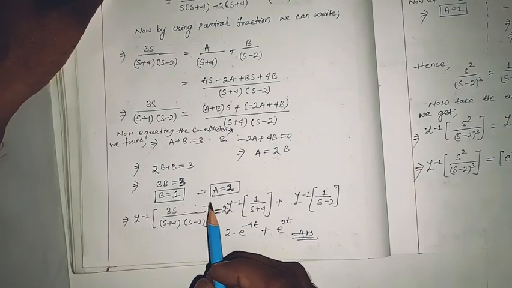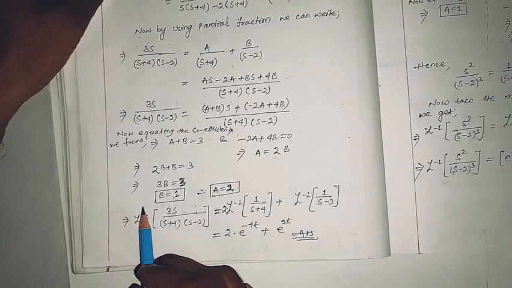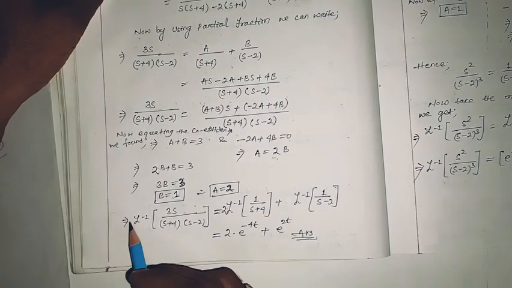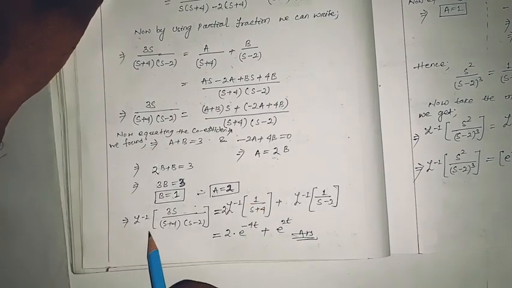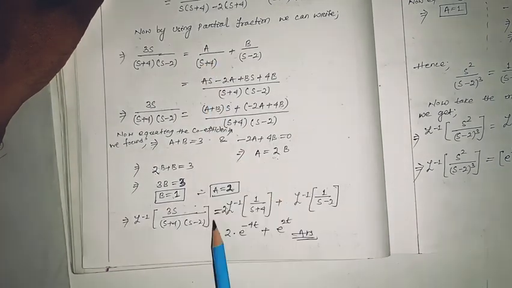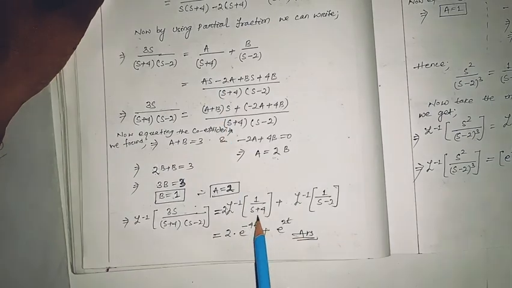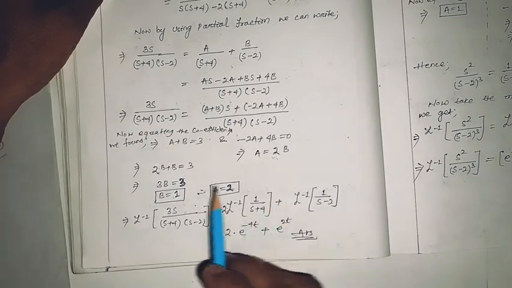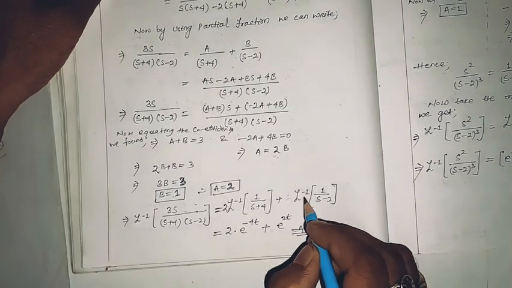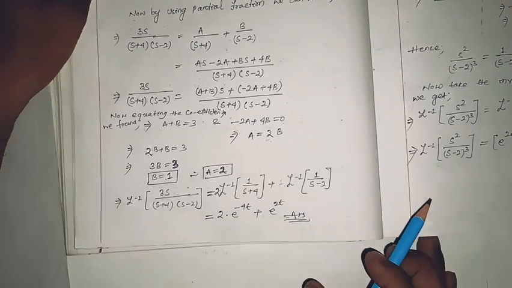Substitute the a and b values, and take the inverse Laplace transform. So the inverse Laplace transform of the LHS is equal to, here instead of a we put 2, into the inverse Laplace transform of 1 by s plus 4, then plus, here b means 1, into the inverse Laplace transform of 1 by s minus 2.